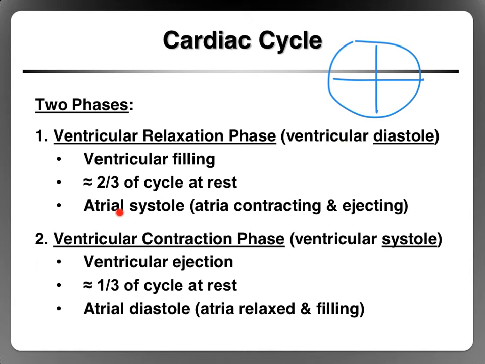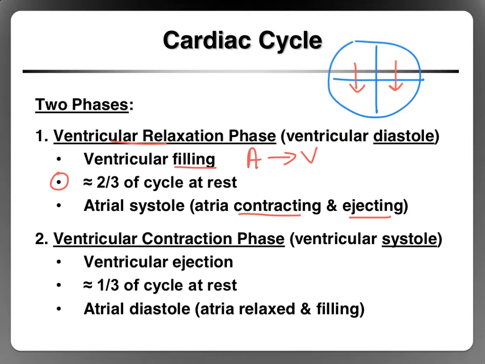And when the atria are contracting, they're ejecting blood, and that blood is going into the ventricles. So the filling that we're talking about here is the filling that is coming from the atria into the ventricles. Okay? So the atria are contracting and ejecting their blood into the ventricles. The ventricles are relaxed and they are filling with blood. This represents 2/3 of the cardiac cycle. And I'll come back to that in a second.